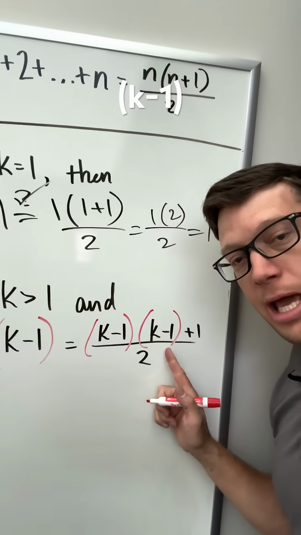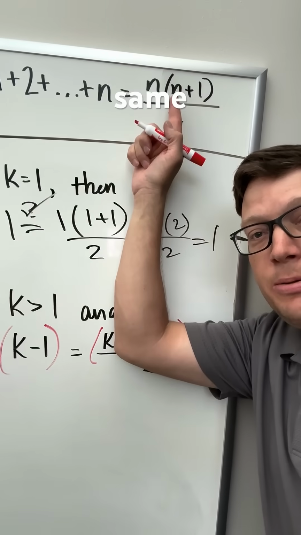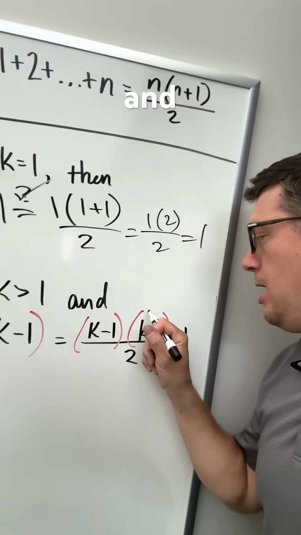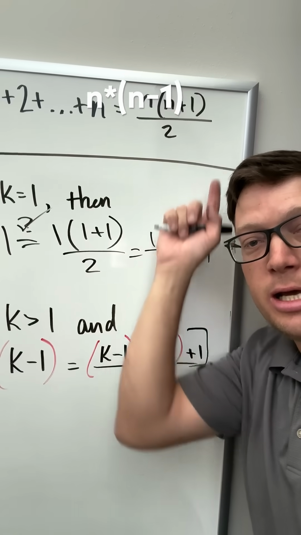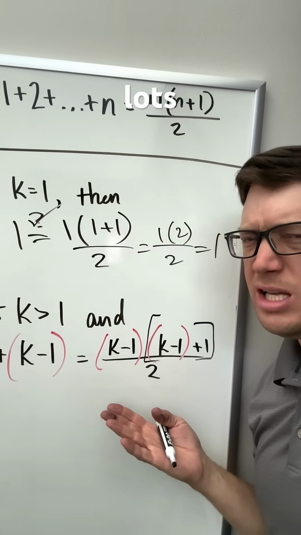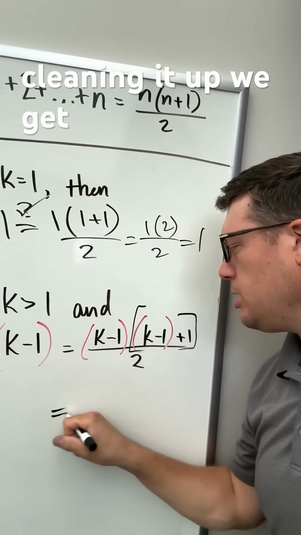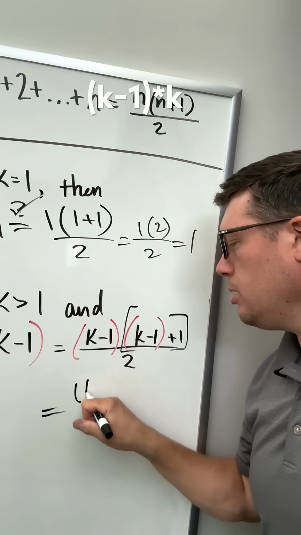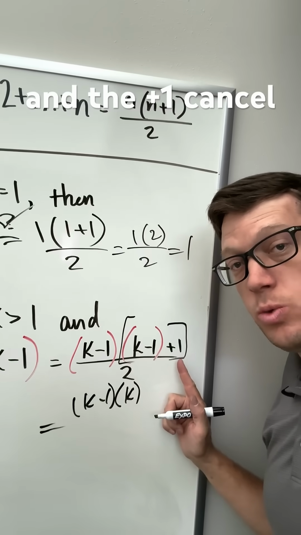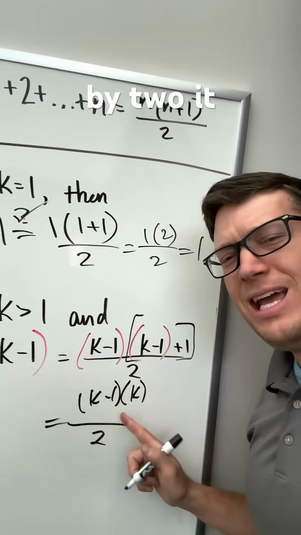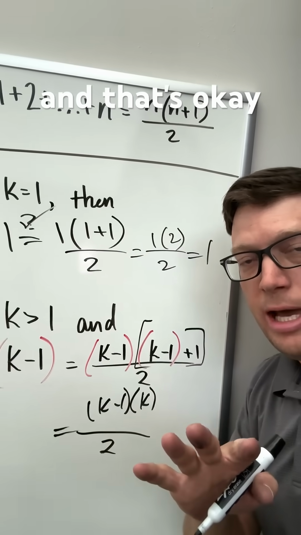Now, this k minus 1 is in the exact same position as that n, and all of this is just like n times n plus 1. Lots of weird symbols. Let's clean it up. So cleaning it up, we get k minus 1 times k, because the negative 1 and the plus 1 cancel, divide by 2. It looks a little different than this, and that's okay.